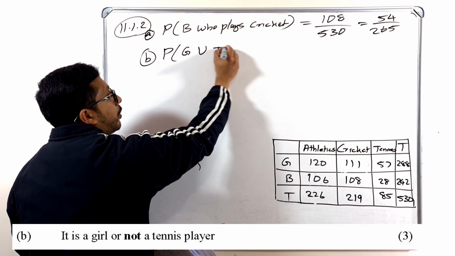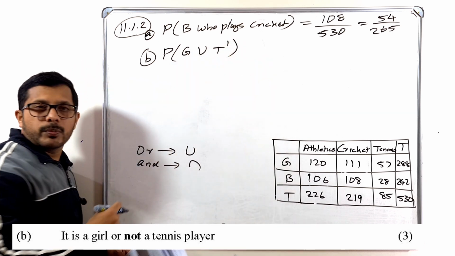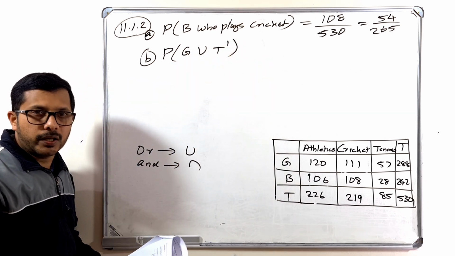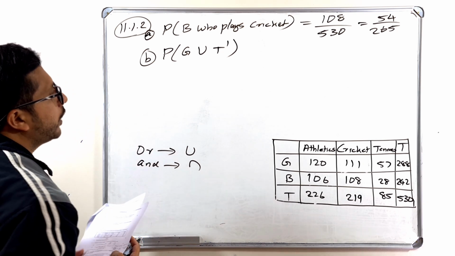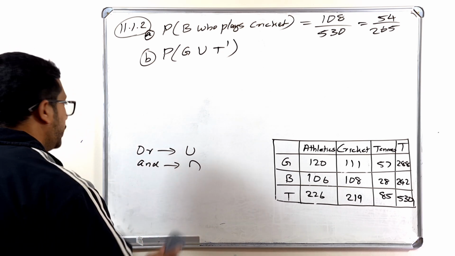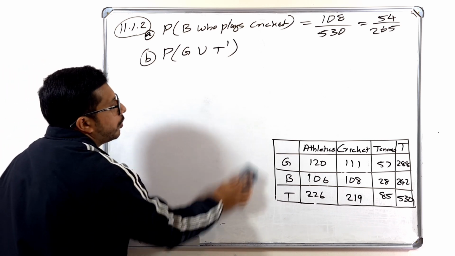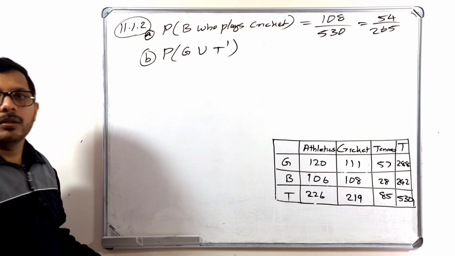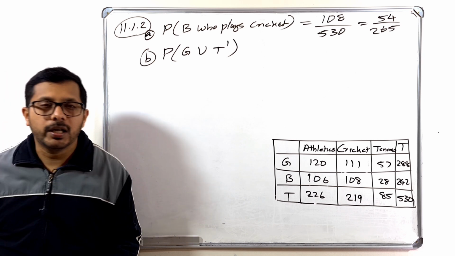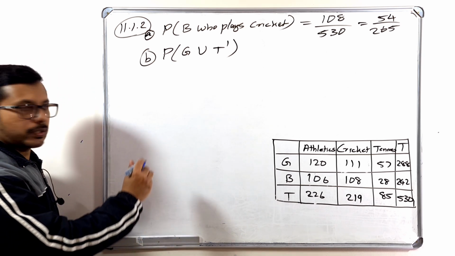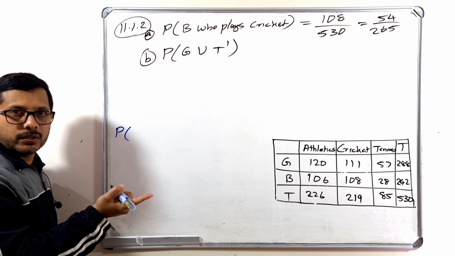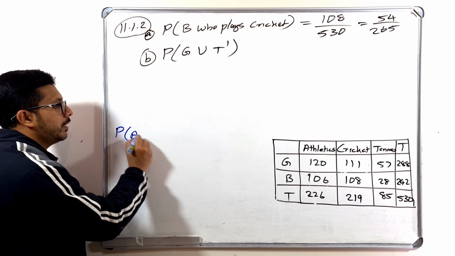Not a tennis player, how can you write? Tennis player complement. Now how can you find the answer? For that you have to know the addition rule in probability. I hope you already studied the addition rule from the first chapters. What is the addition rule? Assume two events A and B.